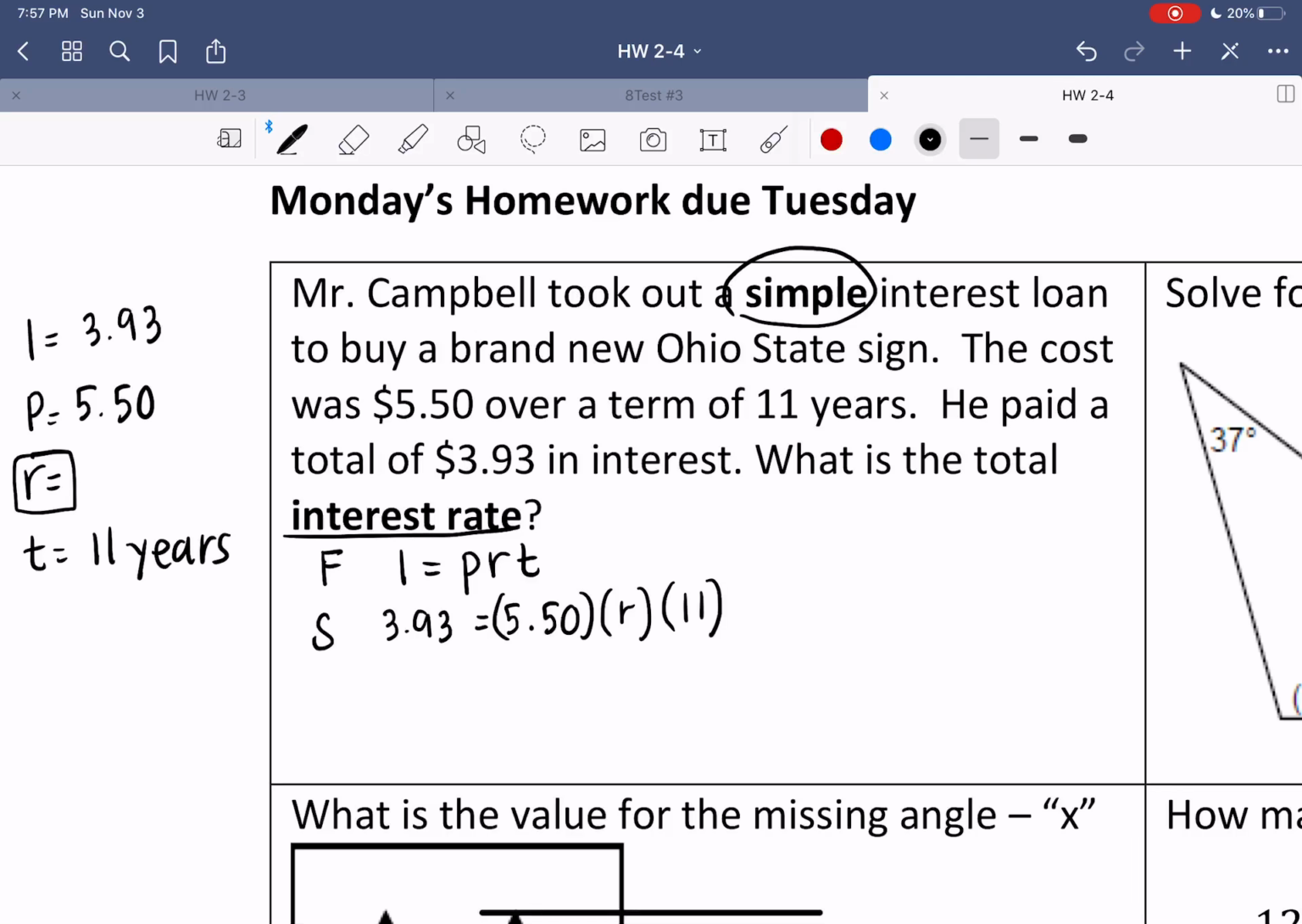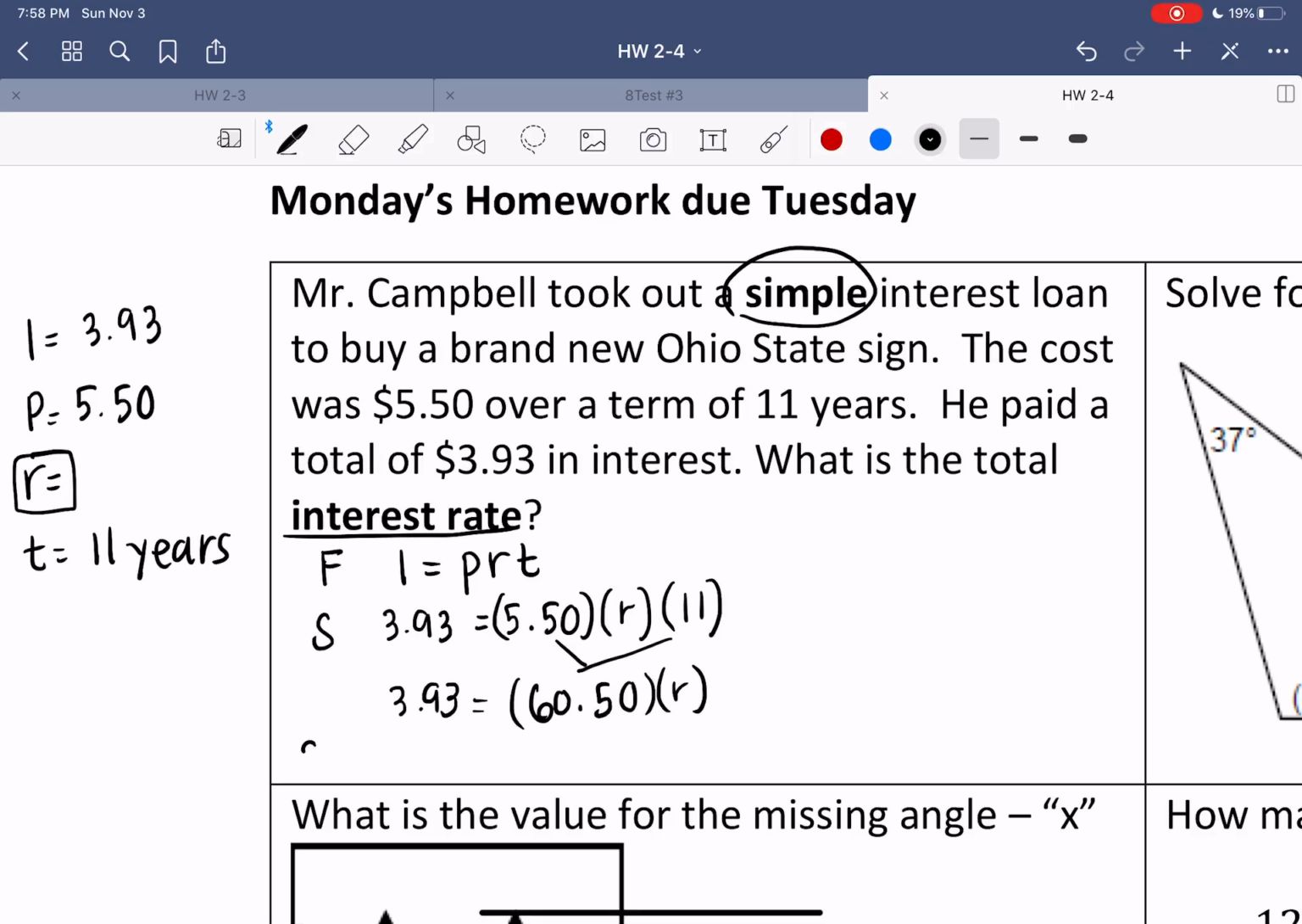So this looks a little bit different because we aren't given the principal, the rate, and the time. This one we're given the interest, the principal, and the time. So one thing that we can do is take the numbers on the right side, the $5.50 and the 11, and multiply those out. And we'll be left with 60.50. And we'll still have our R and 3.93.